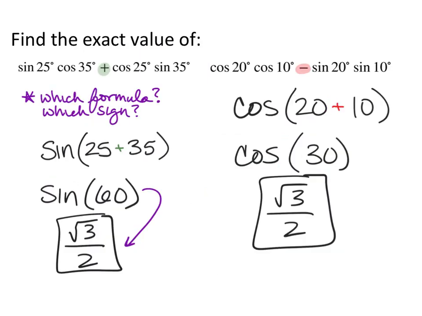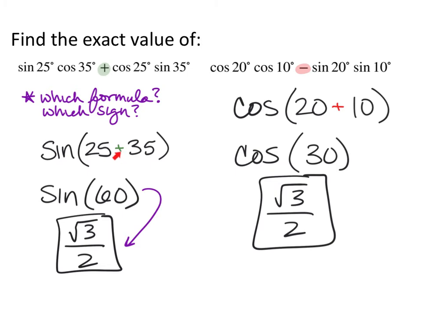Now, a couple more things we can do with these sum and difference formulas is kind of work backwards. So you need to ask yourself the following questions. Which formula is it using and which sign? Because we look at this one, and sine and cosine are paired together in this first term, we know that this is a sum and difference of sine. And because this is a plus sign, we know we're doing a sum of these angles.